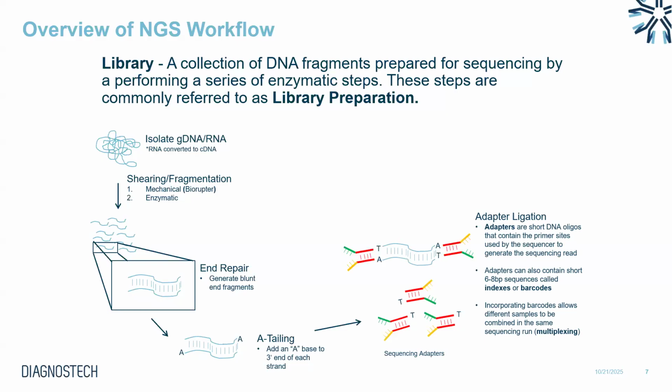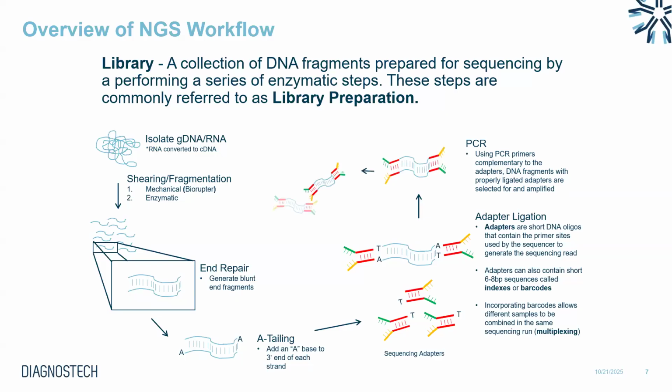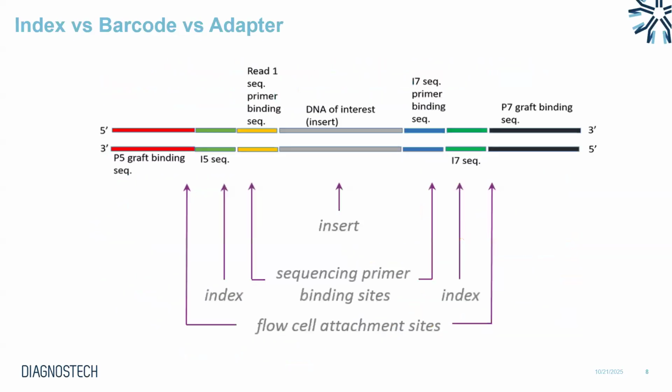So you add those adapters on, and then you perform PCR. Using PCR primers complementary to the adapters, DNA fragments with properly ligated adapters are selected for and amplified, and you end up with multiple copies of your library. So following this exact method would produce a whole genome library, as there's been no target enrichment.